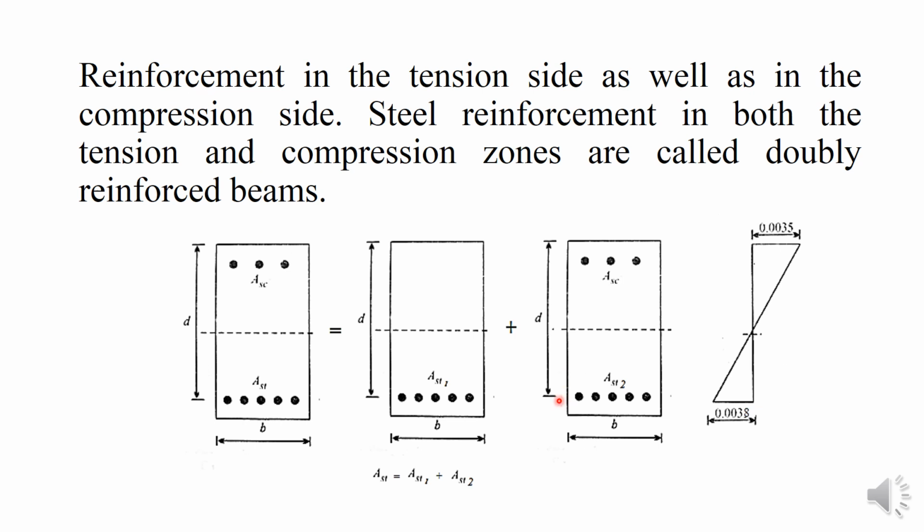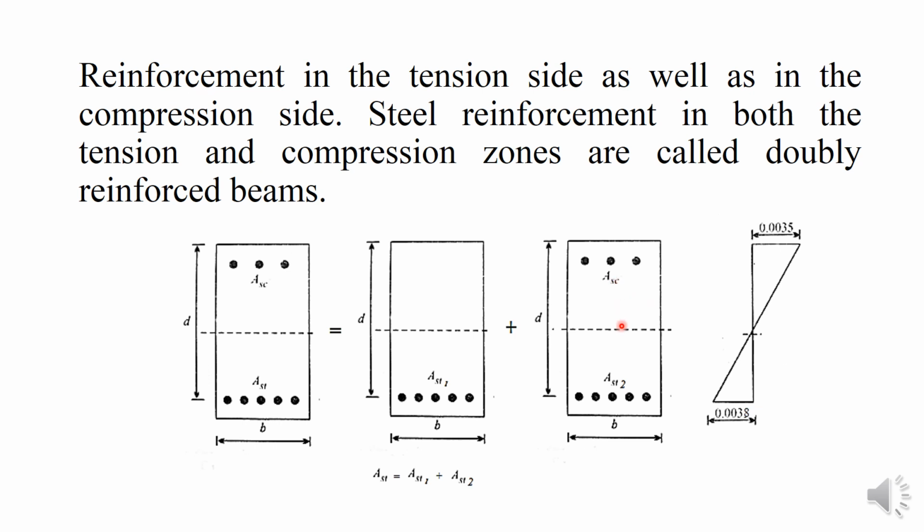So in the section, we have two parts of steel. AST1 will not be equal to AST2. As we are considering a balanced section, whatever steel we require is AST1 plus AST2. Individually, this portion will be in equilibrium, and this one also will be in equilibrium.